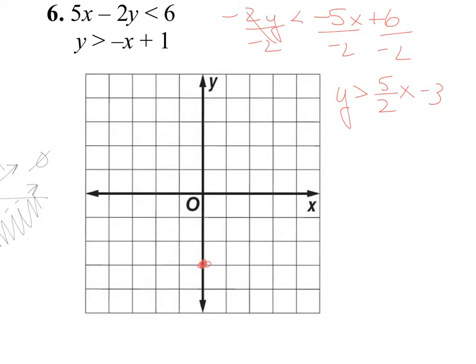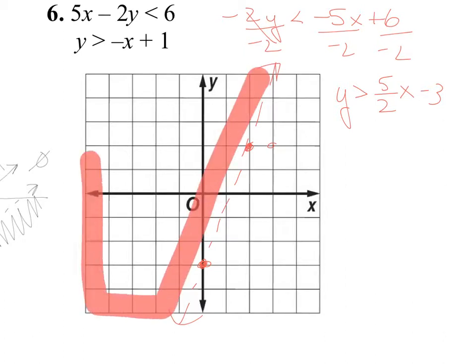Up 5 over 2, sorry. And then you're going to draw a dotted line through those 2 points. Okay, so now y is greater. So greater should have been everything up here on the top side.